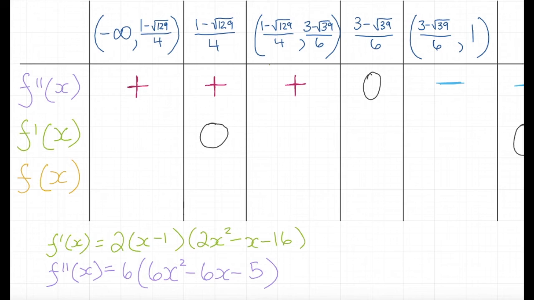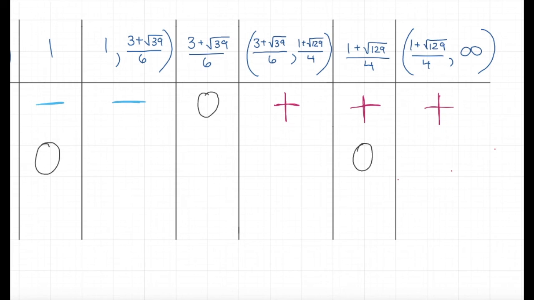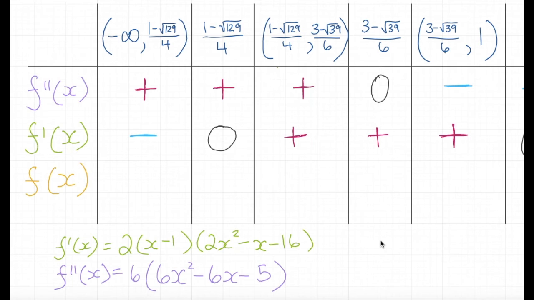Now looking at our first derivative, in our leftmost interval it is negative, in our next interval it is positive, as well as at 3 minus root 39 over 6, and from 3 minus root 39 over 6 to 1. We see that the first derivative is negative in our next 3 columns, and in our final interval, we see that it is positive.